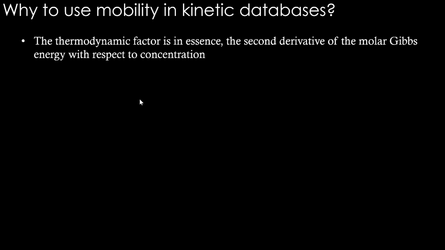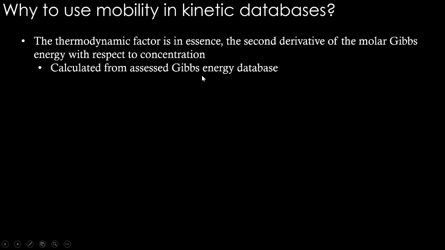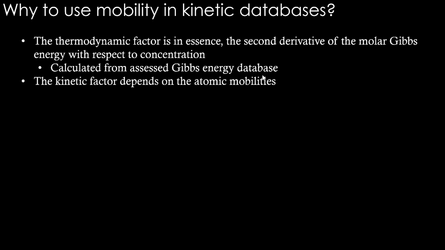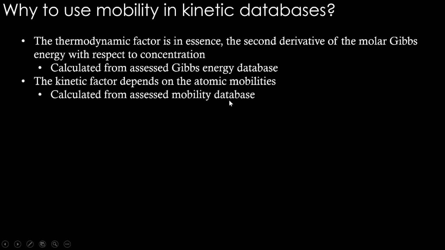So if you recall the Onsager formalism, where we had this thermodynamic factor, this is essentially the second derivative of molar Gibbs energy with respect to concentration. So it can come from a Gibbs energy database. That's what we are essentially saying. The driving part can be calculated from an assessed Gibbs energy database. And the kinetic factor depends on atomic mobilities, which can come from an assessed mobility database. So we need both of them in order to do these thermokinetic simulations.